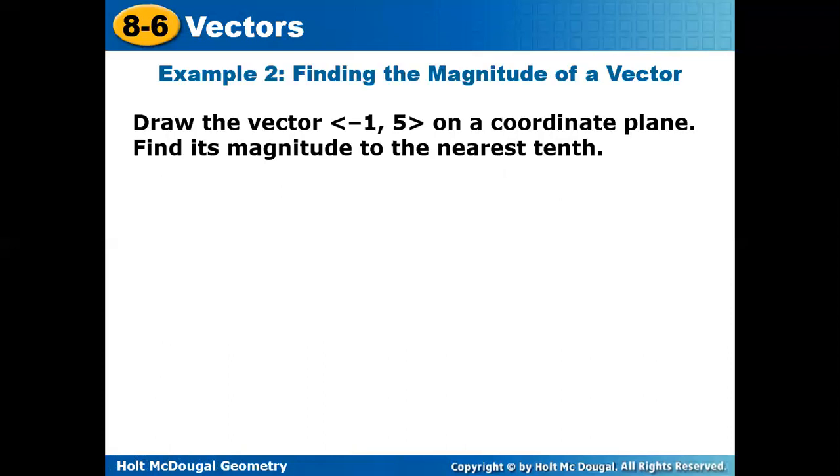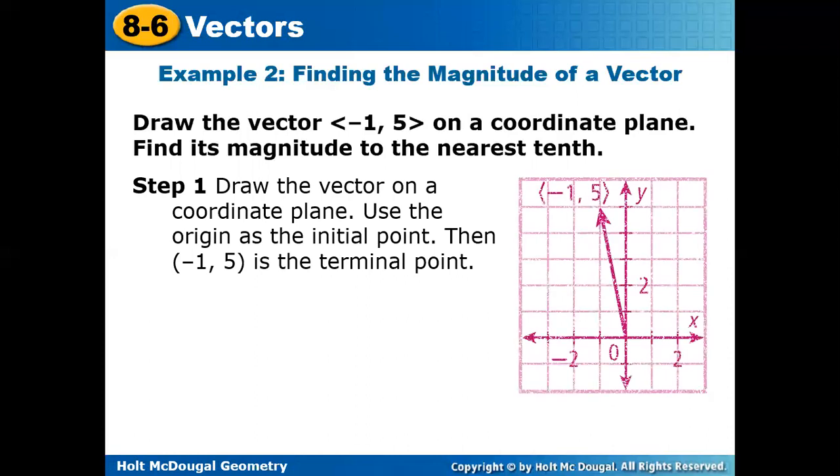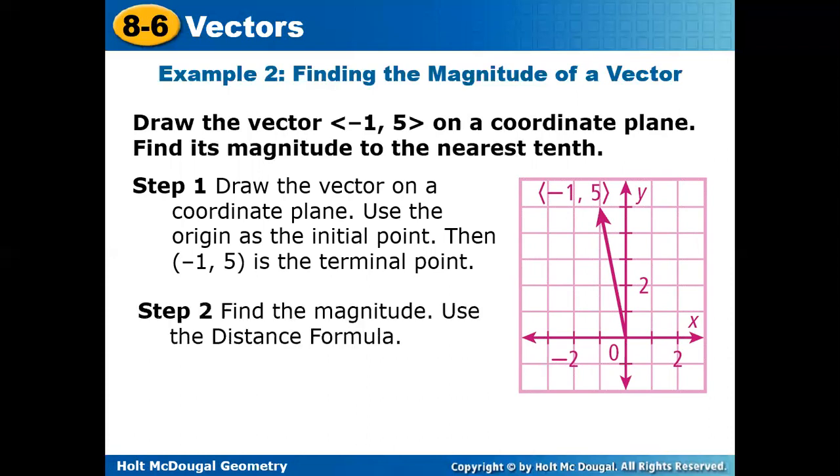Now let's see example 2, finding the magnitude of a vector. Draw the vector -1 and 5 on the coordinate plane. Find its magnitude to the nearest tenth. So draw the vector on the coordinate plane, use the origin as the initial point, then -1 and 5 is the terminal point. It will be like this. This is the vector.